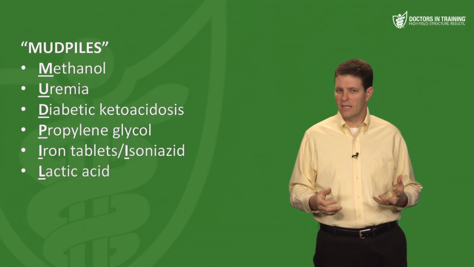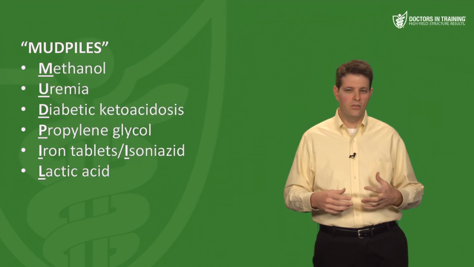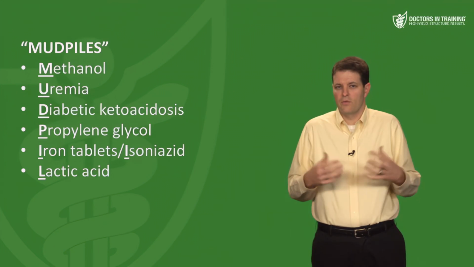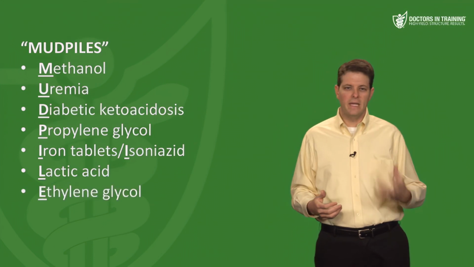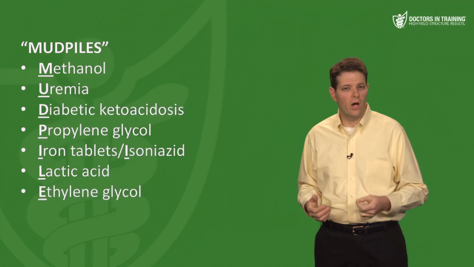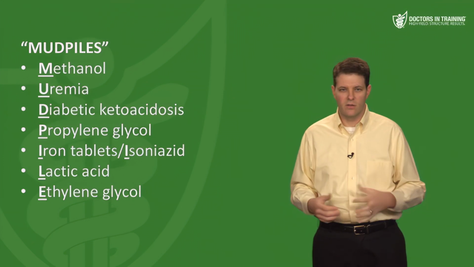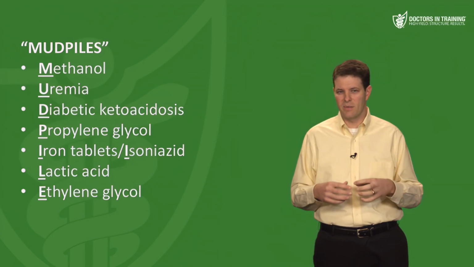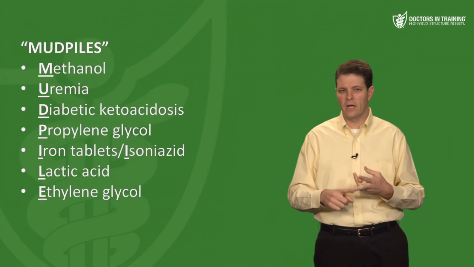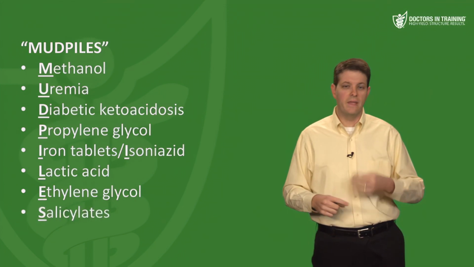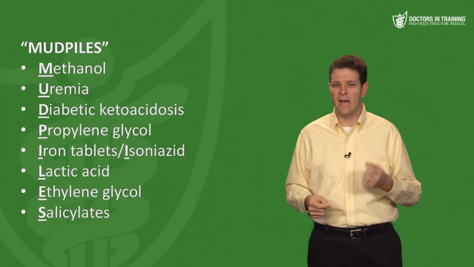Now, when are you most likely to see lactic acidosis? In a patient who's in shock or who's coding and they're not perfusing their tissues very well, so lactic acid's building up. Then the E in mud piles is for ethylene glycol, which is found in antifreeze. There are lots of organic acids on this list that people might drink for one bad reason or another. Methanol, propylene glycol, ethylene glycol. And then the S is for salicylates like aspirin.